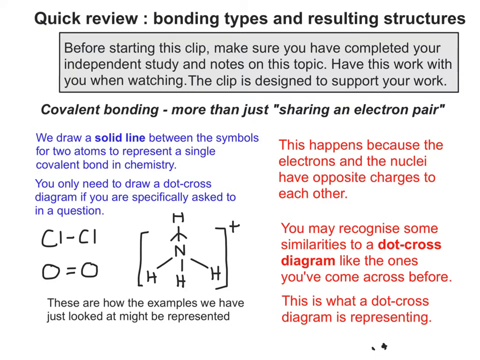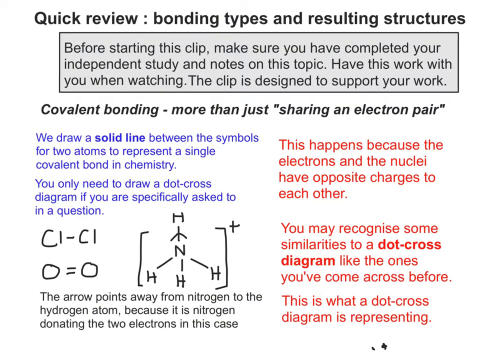These are how the examples we've just looked at might be represented. The arrow points away from the nitrogen to the hydrogen atom in the ammonium ion because it is nitrogen donating the 2 electrons in this case.